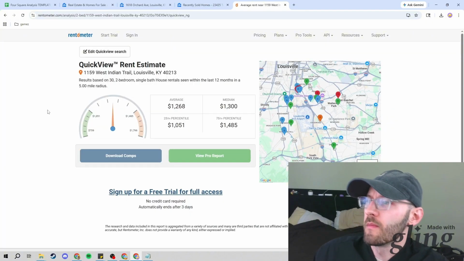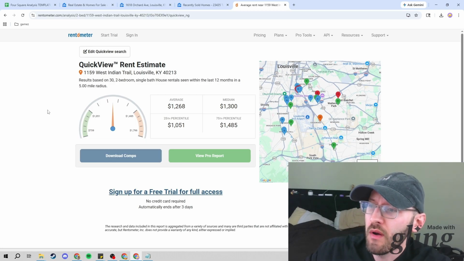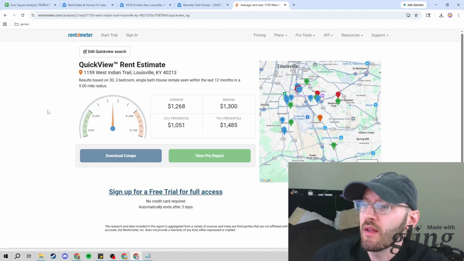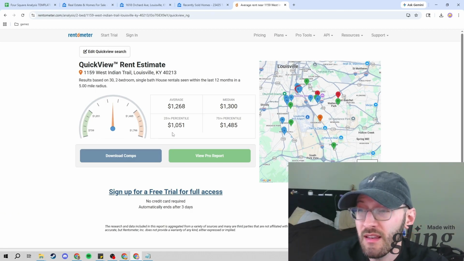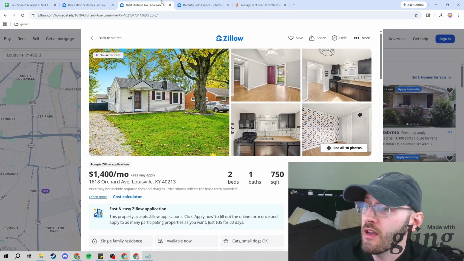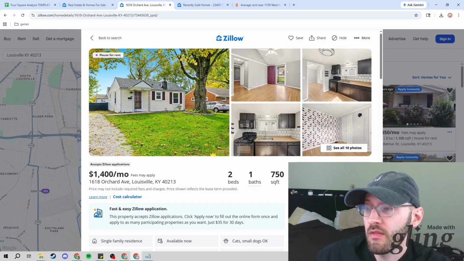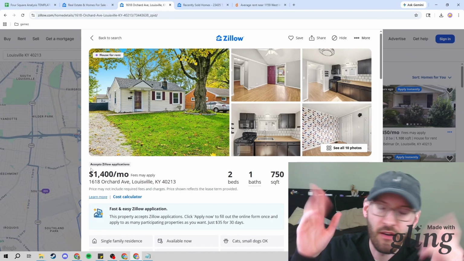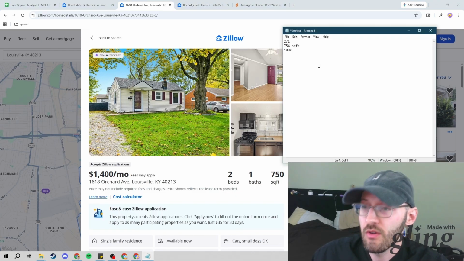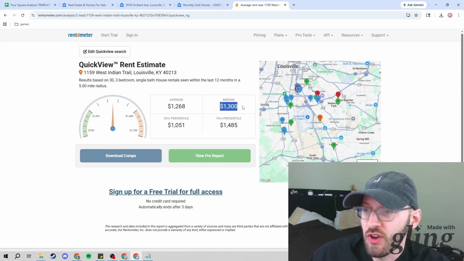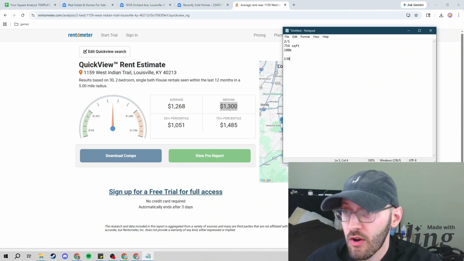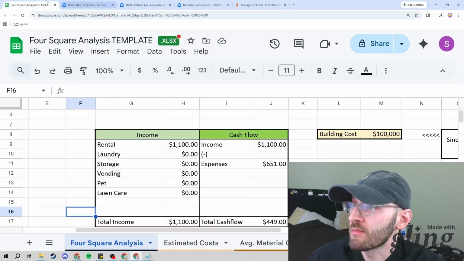All right, so Rentometer is giving me an average of $1,268. The median's about $1,300. If you want to go in the lowest percentile, you're looking on the bottom end, about $1,051. And then on the top end, we're going $1,485. We have a current listing. There is a current competitor. I don't want to call it competitor, but you know, another person's renting out their house for $1,400. Okay, so is it too far of a stretch to just go with the median on Rentometer? I don't think it is. So let's go with the median, which is going to be $1,300.